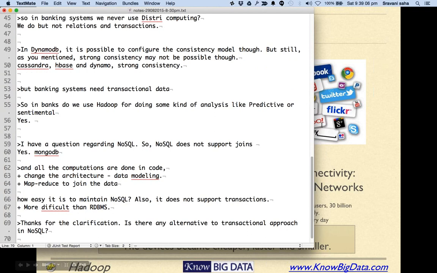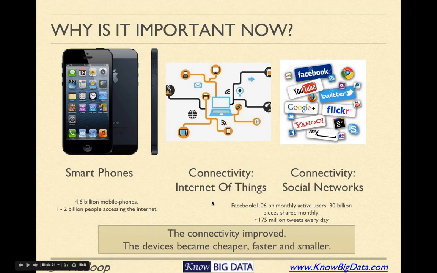Kanaga is asking, is there an alternative to the transactional approach in NoSQL? So in every NoSQL, at least Cassandra and HBase, they provide you strong consistency in a single row, not across multiple transactions. So you can emulate a transaction using a single row, but you will have to work really hard to build that kind of transaction. Again, that's not very future proof. So you'll have to build the transaction system based on some pattern in MongoDB and Cassandra.